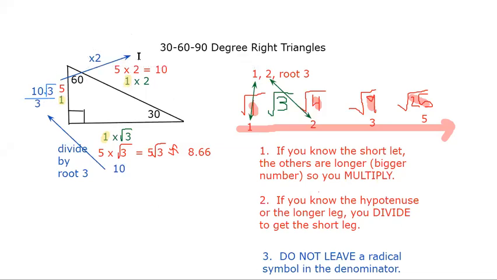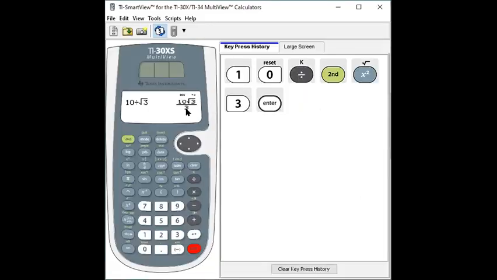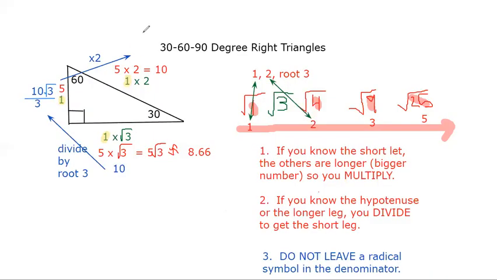So 10 root 3 over 3 times 2, we need the calculator again. All we need to do is push times. You see how it brought our answer down? 2. Enter. 20 root 3 over 3. 20 root 3 over 3 is the length of the hypotenuse when you have the combination of blue numbers.